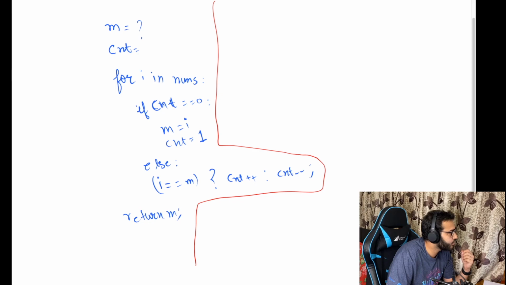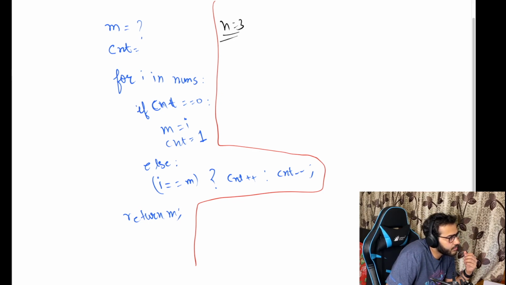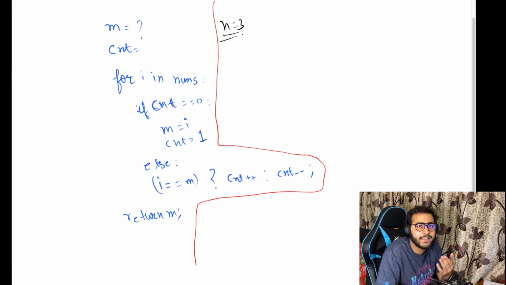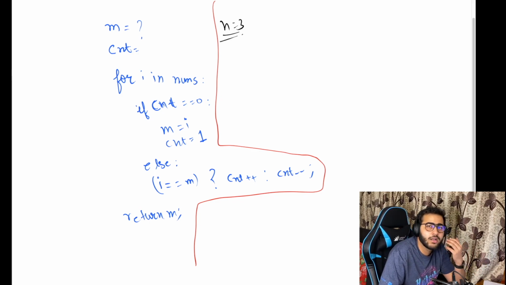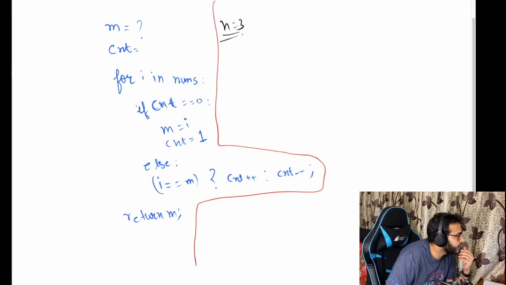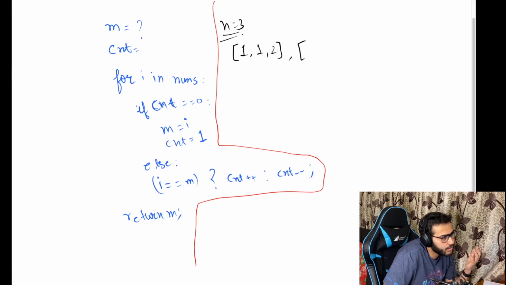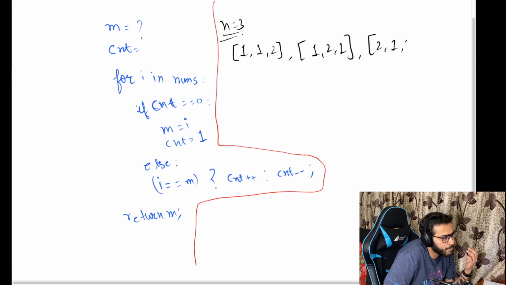So if I show you some patterns, let's say we have an array with n equal to 3 elements and we are guaranteed that the majority element will always be present. Then how will the numbers be there? We'll have something like 1, 1, 2. Another permutation would be 1, 2, 1. Another would be 2, 1, 1.